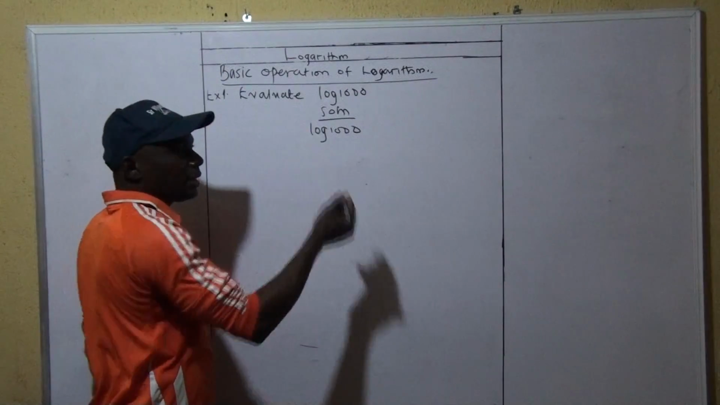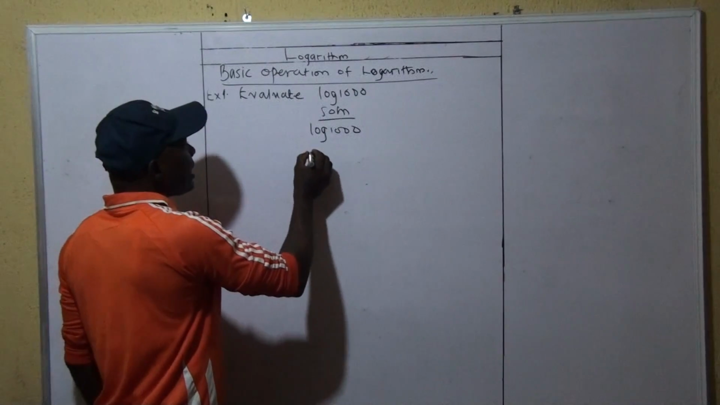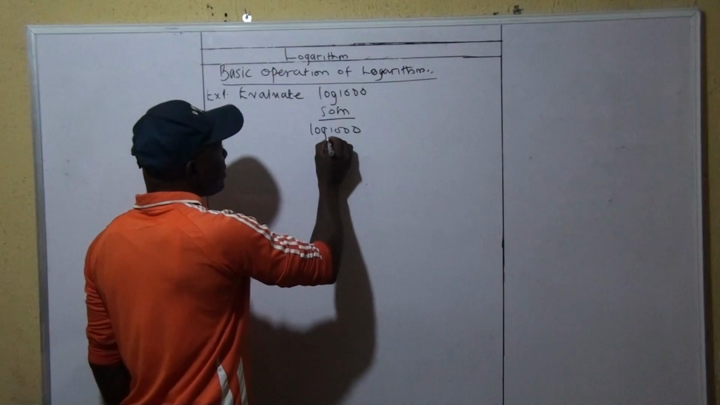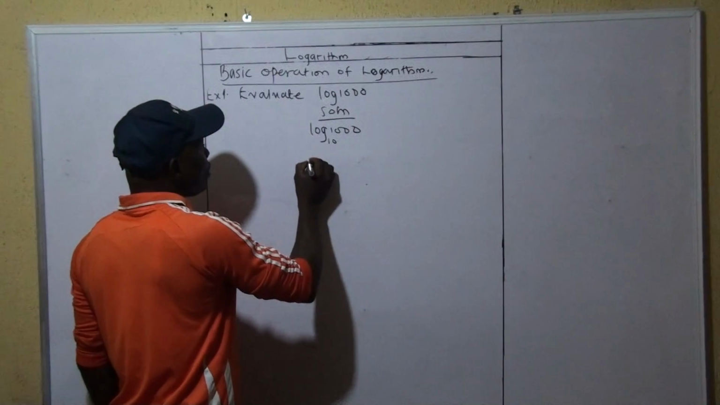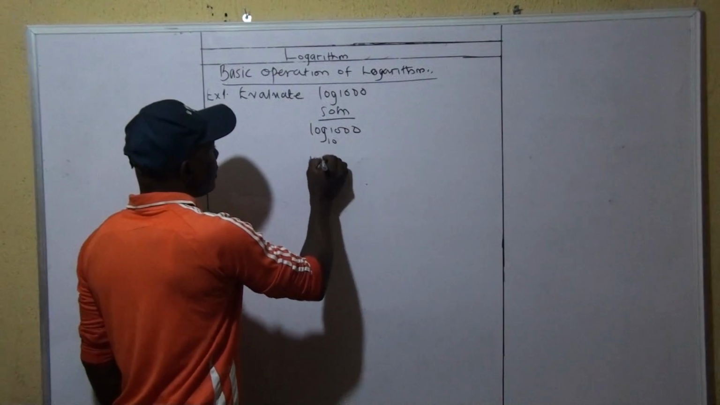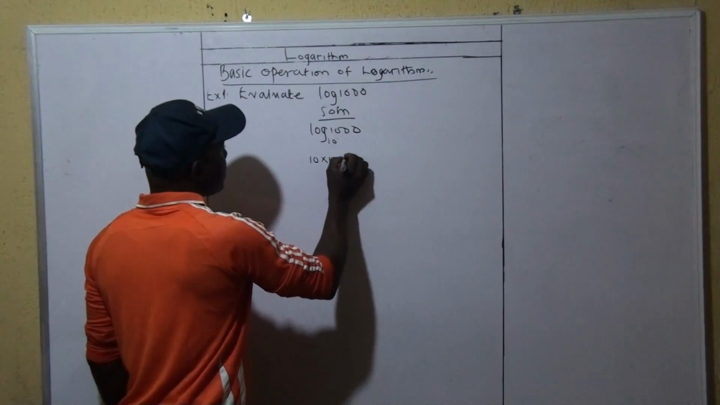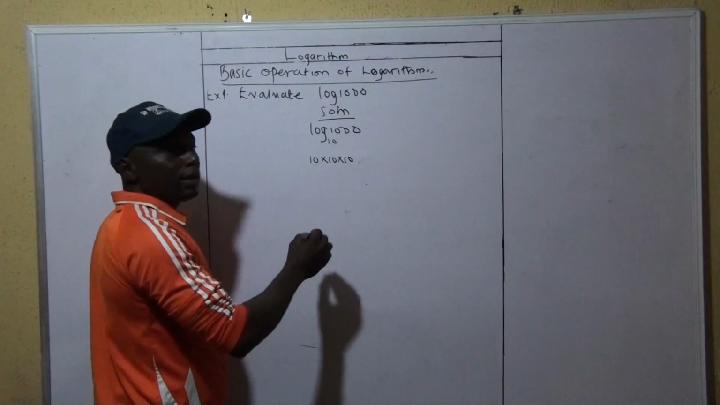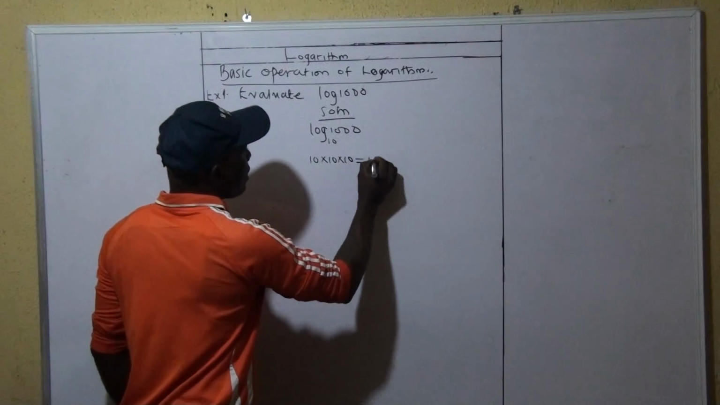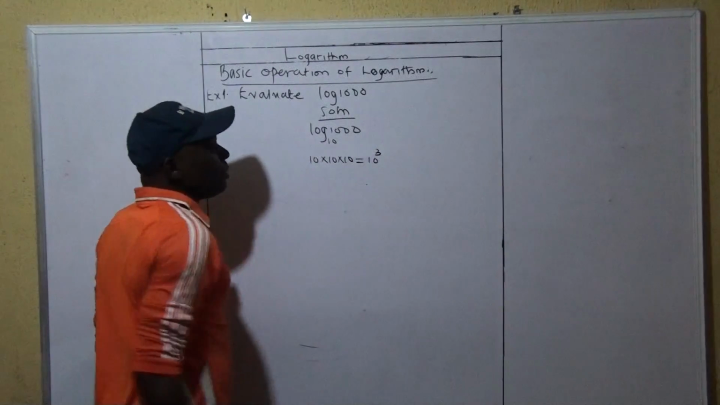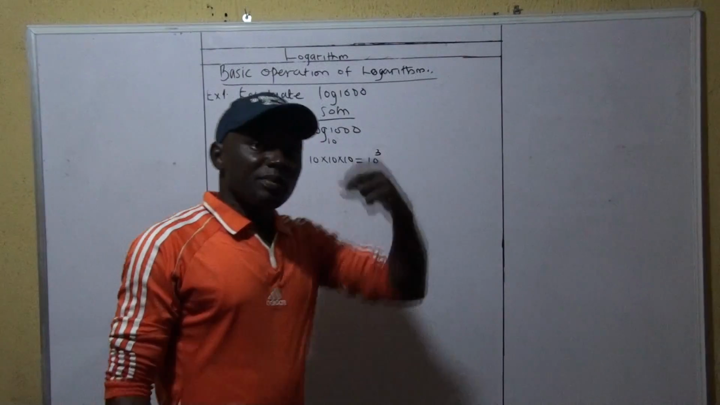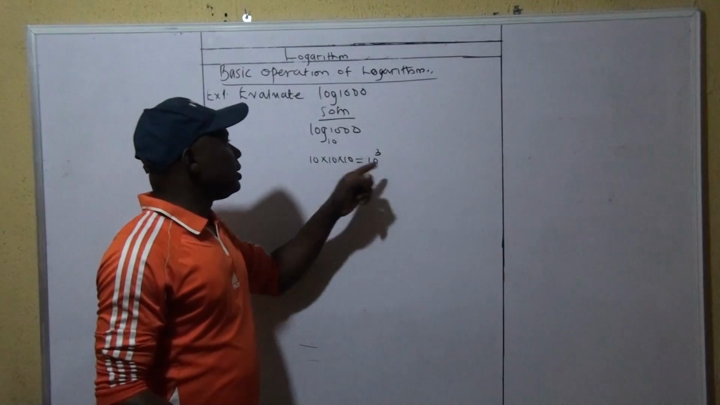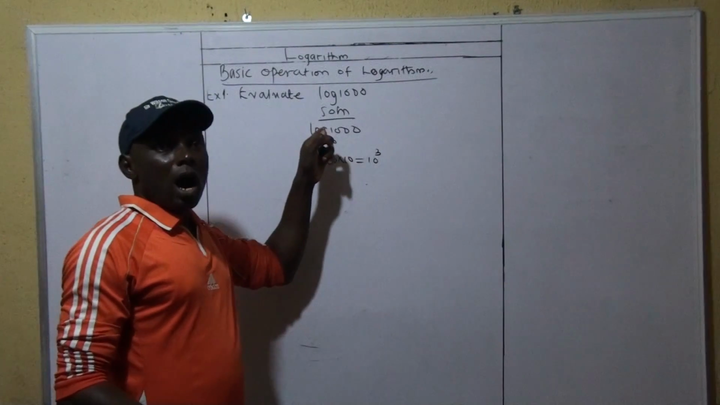So we are going to ask ourselves, how many times are we going to raise the base? We know the base here is 10. How many times are we going to raise 10 to give 1000? Which is 10 times 10 times 10. 10 times 10 is 100, 100 times 10 is 1000. So it means this is 10 raised to 3. So we are going to raise 10 to 3 places. 10 raised to 3 will give us 1000.